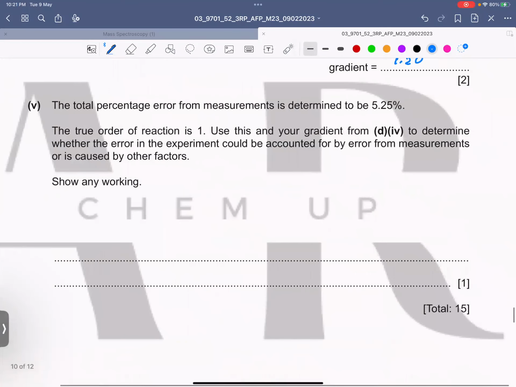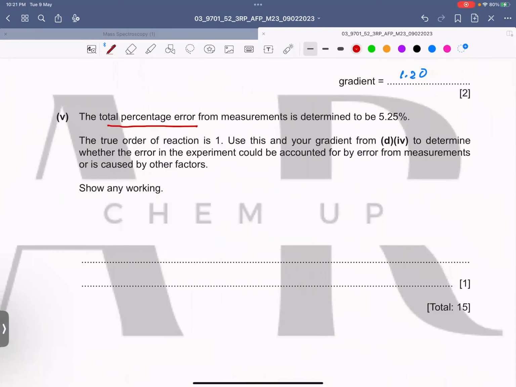Now, okay, last part. The total percentage error from the measurements is determined to be 5.25%. The true order of a reaction is 1. Use this and your gradient from D1 to determine whether the error in the experiment could be accounted for by error from measurements or is caused by other factors. Show any working. So if we would be able to justify order 1, then the experiment error could not be accounted, or otherwise it would be accounted. Let's see.